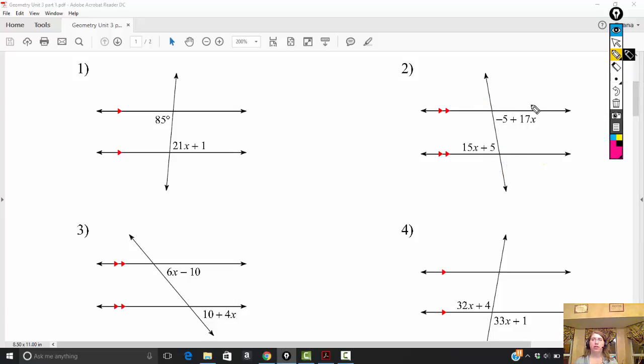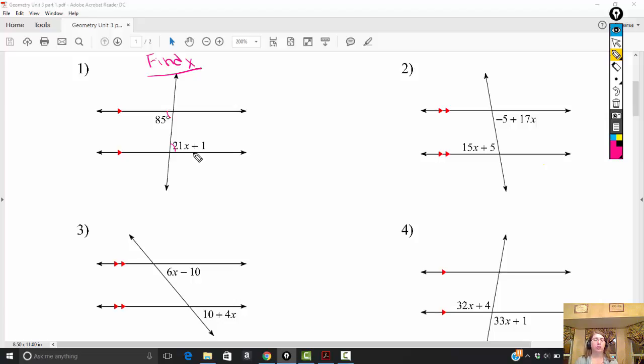The first step that we're going to look at as we review here is how to find x. So, our goal is just, and I've got it scrolled down, so I'm going to write this, find x. This is what we're doing. So, you have to know the relationship between these two. 85 and 21x plus 1, these two angle measures right here, are alternate interior. If you're alternate interior angles, you are equal.